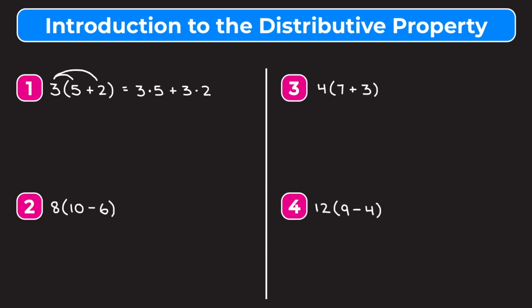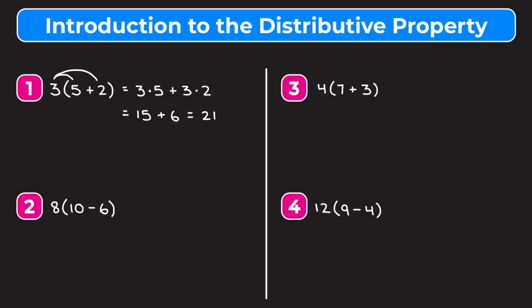And now we can just simplify each of these products. So 3 times 5 is 15, and 3 times 2 is 6. And then we can add these together, and 15 plus 6 gives us 21. Now you're probably thinking that you could have just added the 5 and 2 first and then multiplied that by 3, and you can do it that way.